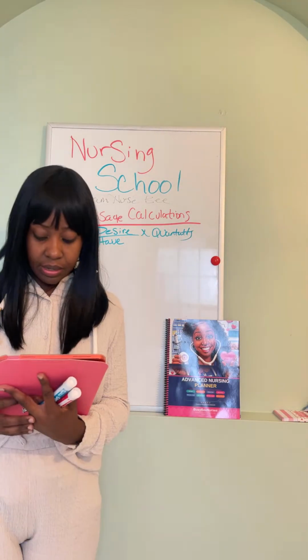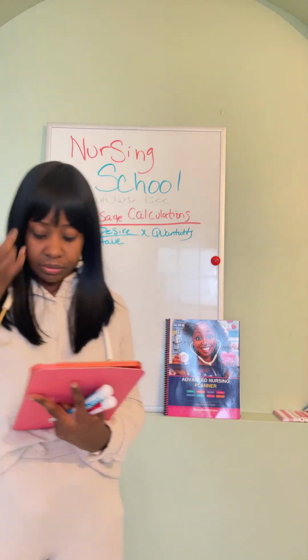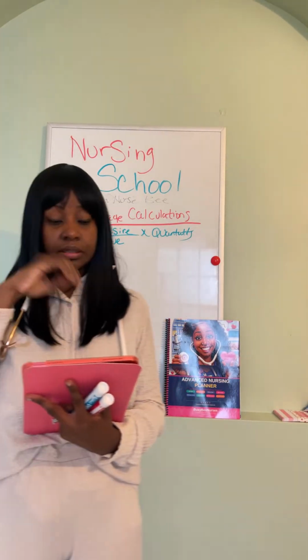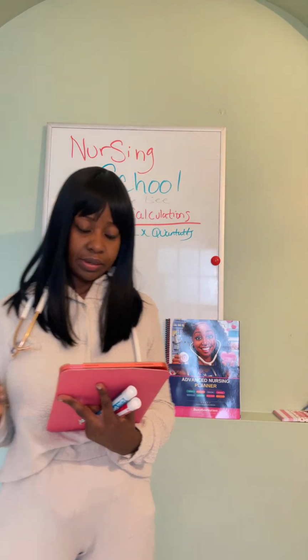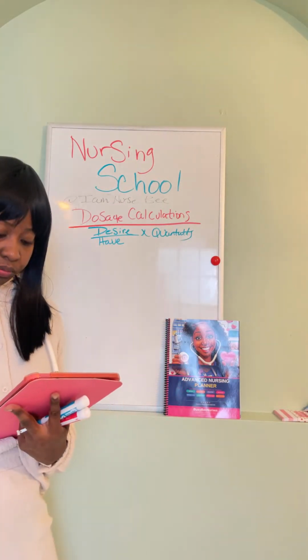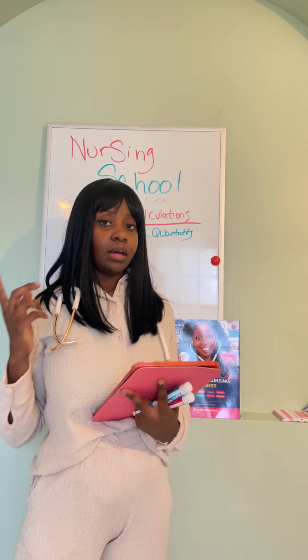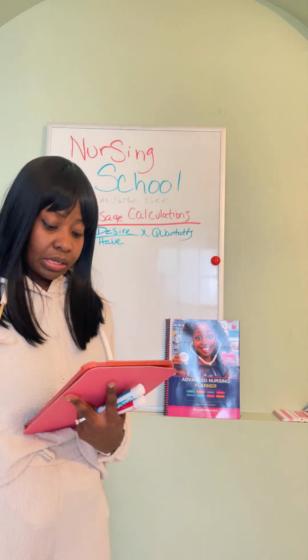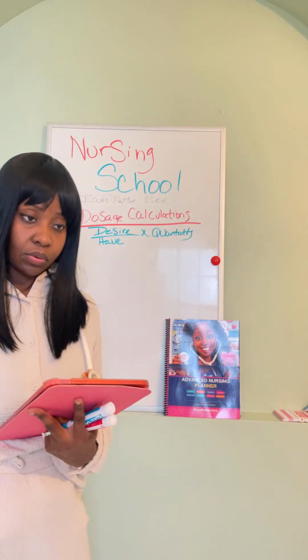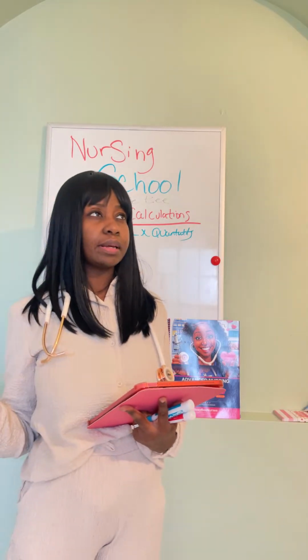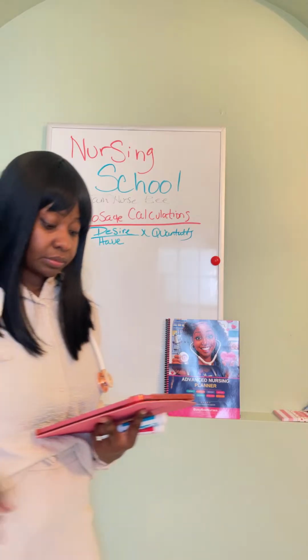This is a good one. I'm going to teach you guys mLs. You guys are going to like this. Okay, so the doctor orders 500 milligrams of a medication. It comes in 250 milligrams per 5 mLs.